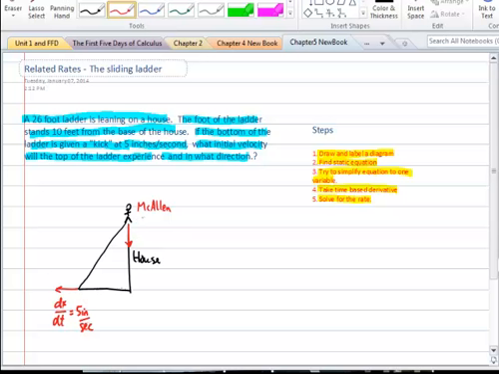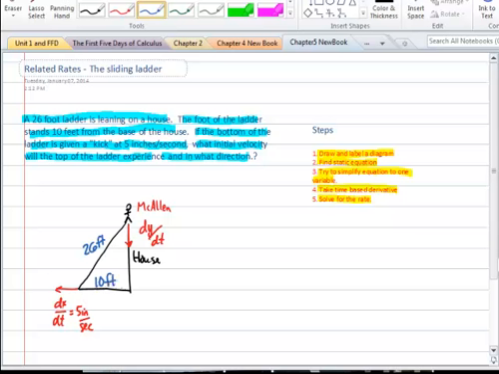The top of the ladder is moving down at a rate which we don't know yet, but we'd like to calculate, and that would be dy/dt. The triangle has an initial setup, so I'm going to label that in blue. The hypotenuse of the triangle, or the ladder, has a length of 26 feet, and the initial distance from the house is 10 feet.